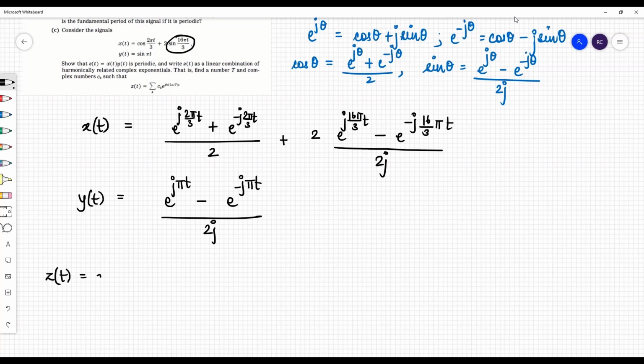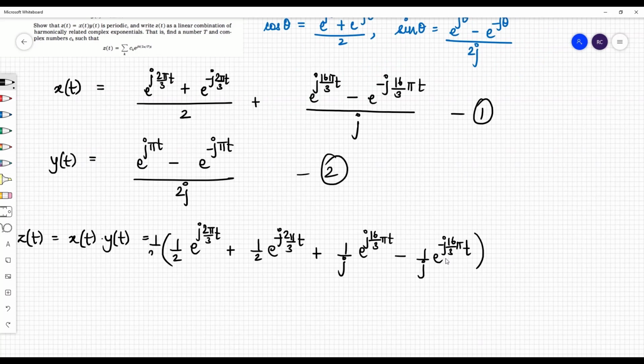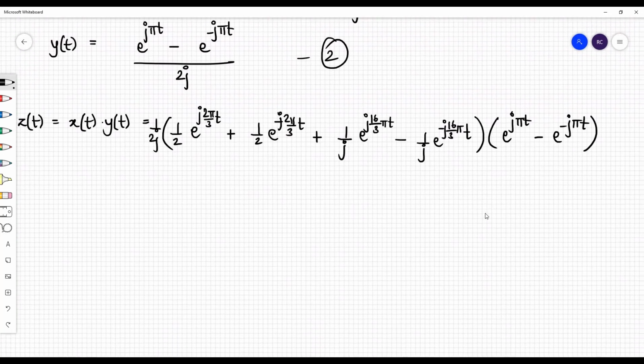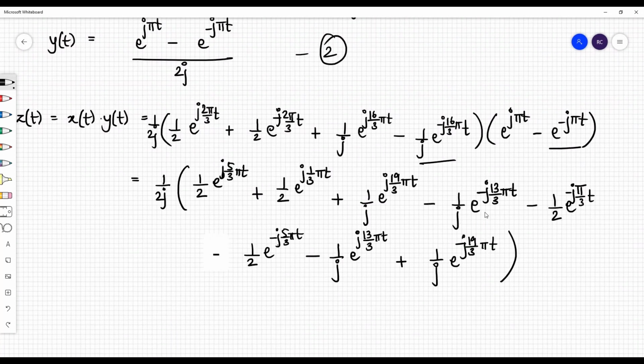Zt, which is the product of xt and yt. So let us leave this 1 upon 2j outside: e to the power j pi t minus e to the power minus j pi t. Right, let's open this bracket. Now we notice that there are certain similarities here. Also notice j pi by 3, j minus pi by 3, right? So this and this term seem to be from the same family.